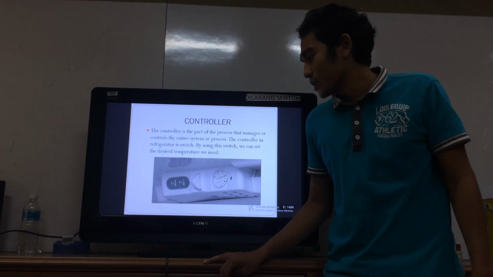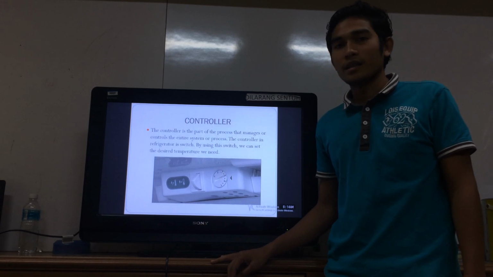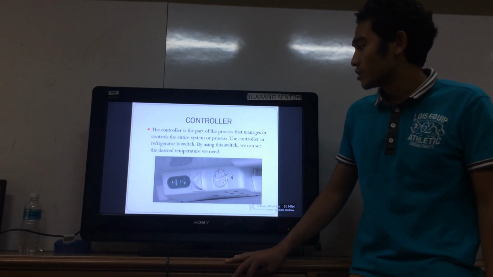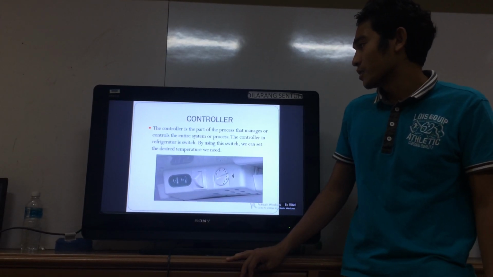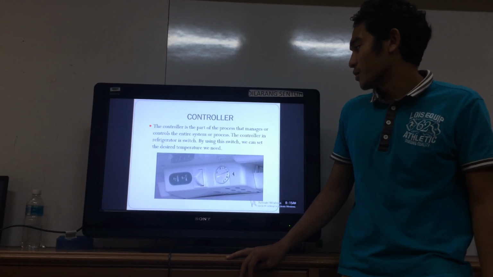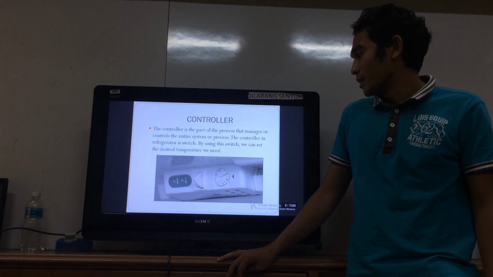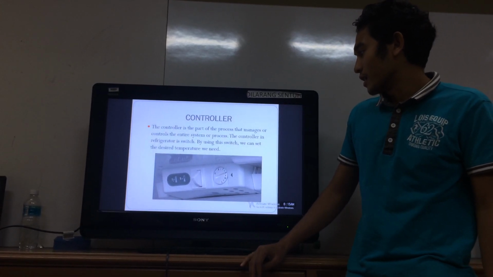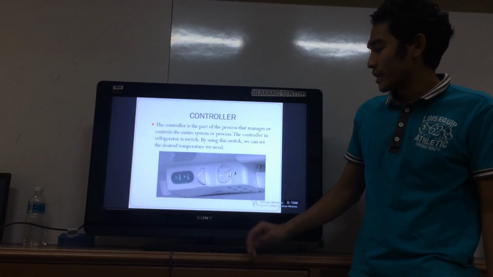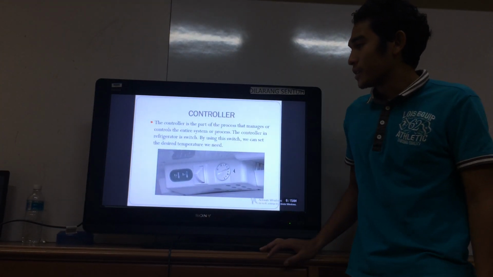Okay, from the block diagram we can describe the controller. The controller is the part of the process that manages or controls the entire system or process. The controller in the refrigerator is the switch. By using this switch, we can set the desired temperature we need. This is an image of the switch.